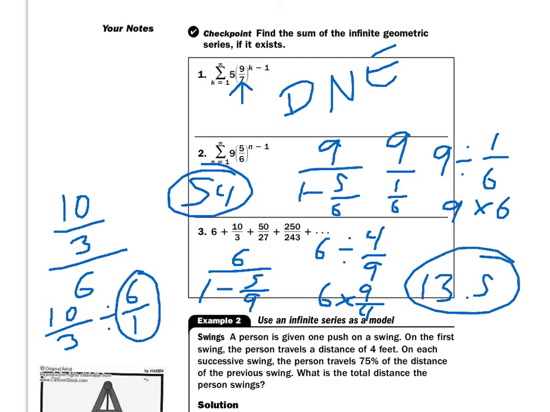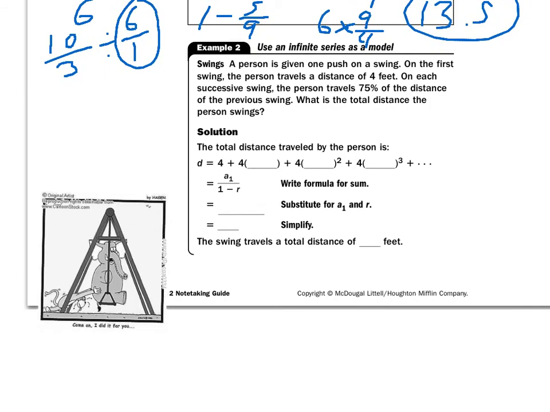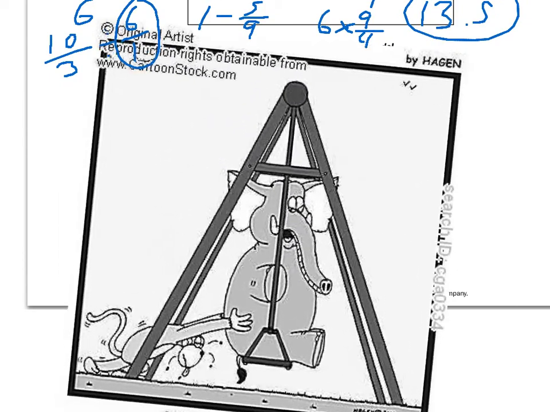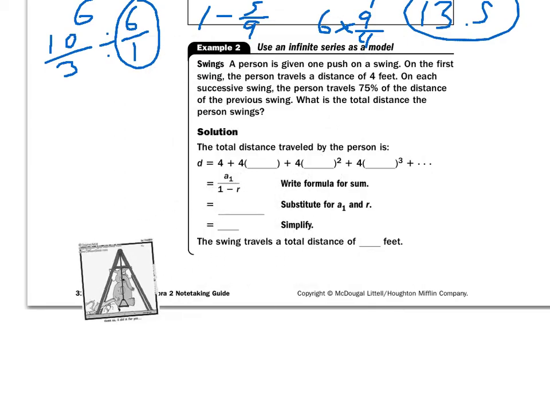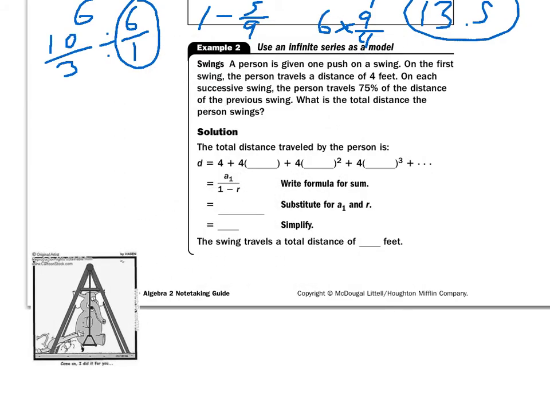Okay? Take a look. I got a little joke for us here. I like this one. This next question is going to be about swinging. And so we got this little guy pushing the big guy. Come on, I did it for you. I think that's funny. I don't care if you think it's funny or not.